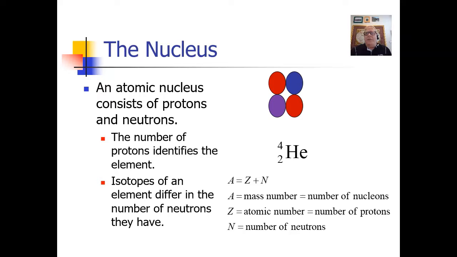So when they discovered that there is a separate number of protons, that was given the letter Z. Z refers to the atomic number, which is the number of protons, and N is the number of neutrons. So the atomic mass number is just the number of nucleons, which is the number of protons plus the number of neutrons.